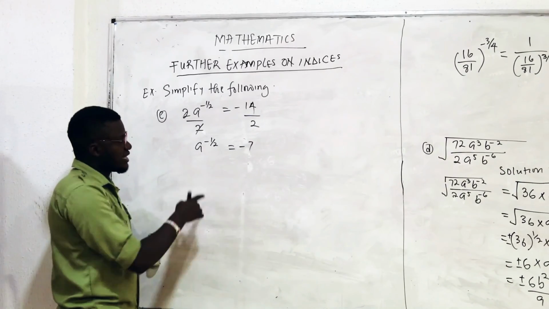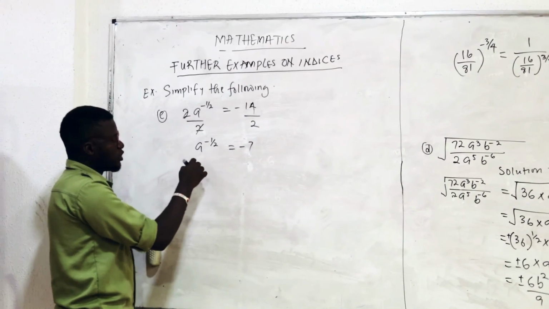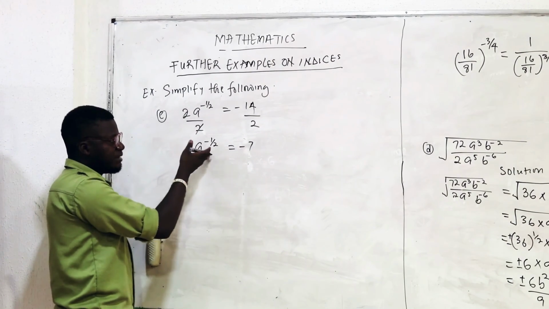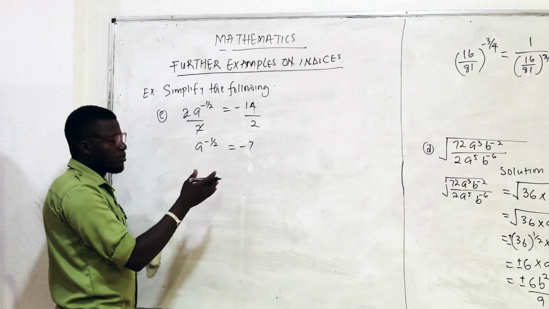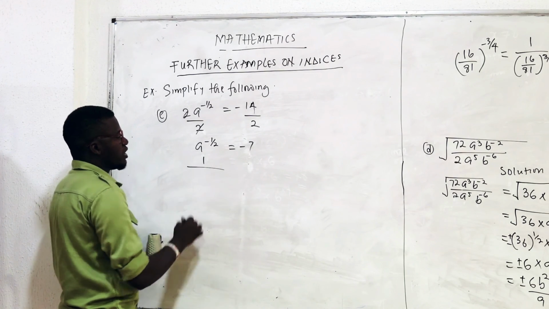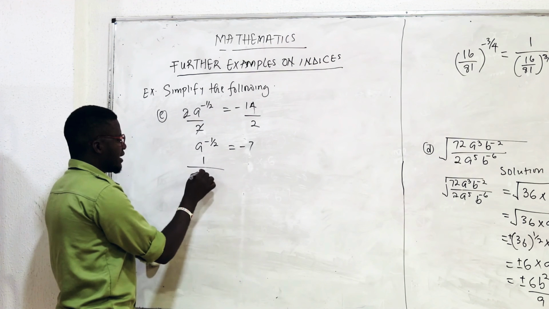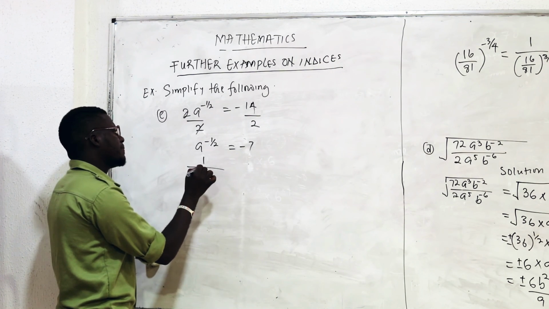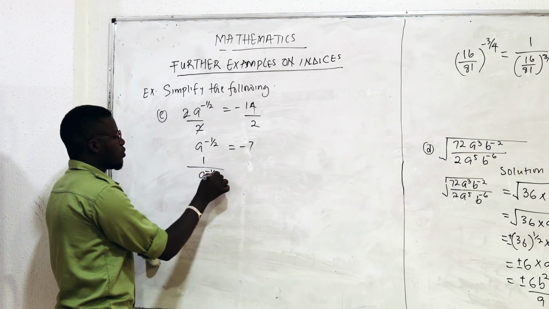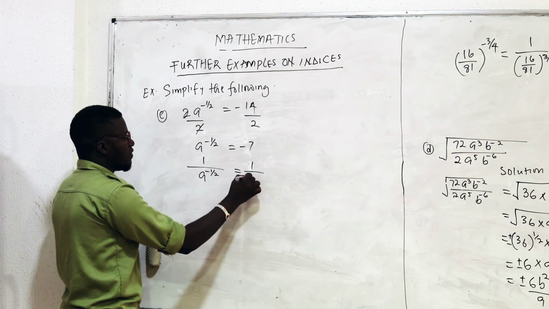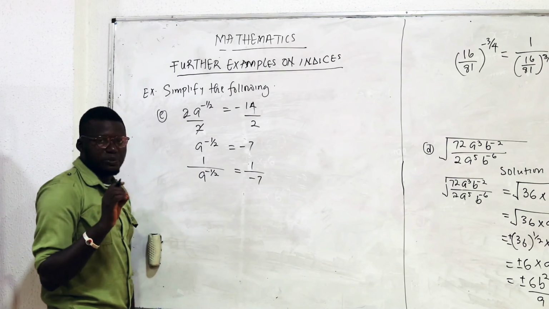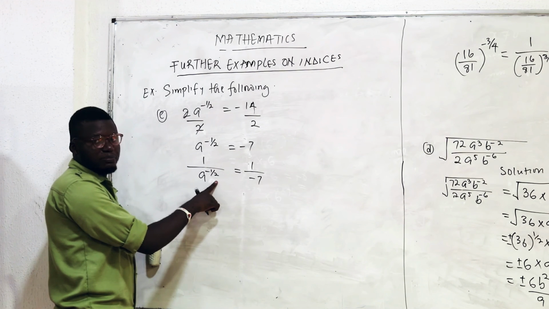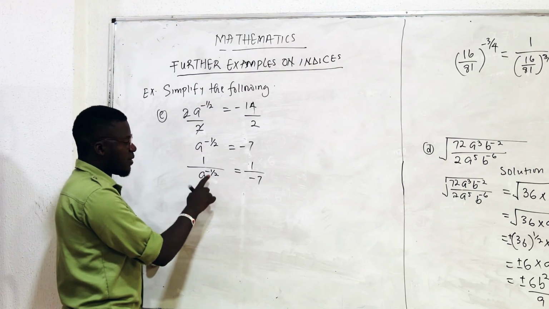7. So the next thing is, I can just find the reciprocal of both sides. If I'm looking for the reciprocal of both sides, I'll have 1 over a raised to the power of minus 1 over 2 is equal to 1 over minus 7, because I'm looking for the reciprocal of both sides. The denominator will still carry the minus sign.